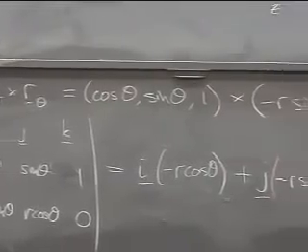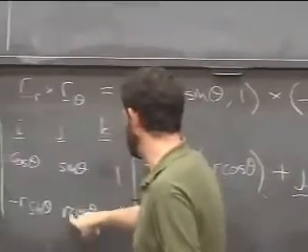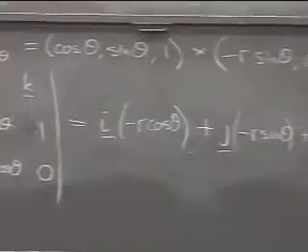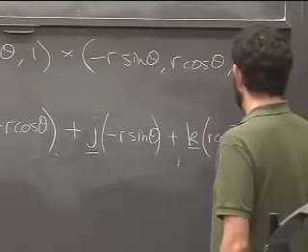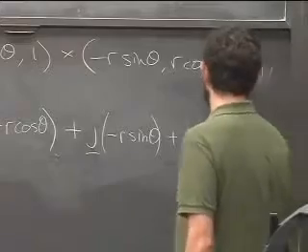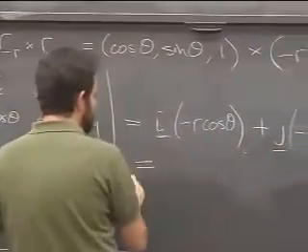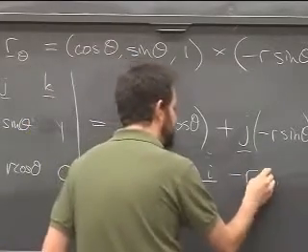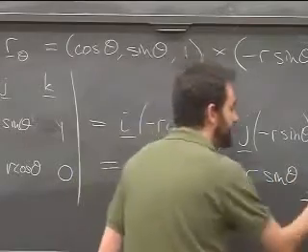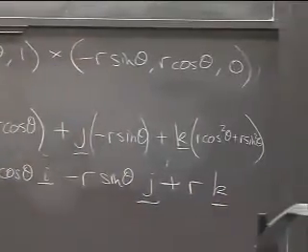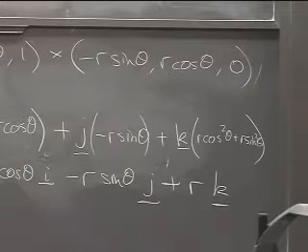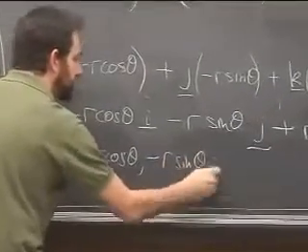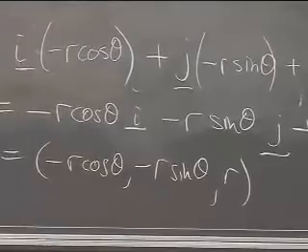And then how many k's do you need? Well, you need cosine squared theta times r plus sine squared theta times r. So you actually get r cosine squared theta plus r sine squared theta, which is just r. So in summary, I'll just write this out as minus r cosine theta i minus r sine theta j plus r k. Now I ask you this. This is a vector, which you can write as (minus r cosine theta, minus r sine theta, r). Here's the vector that is this. And this is a normal.